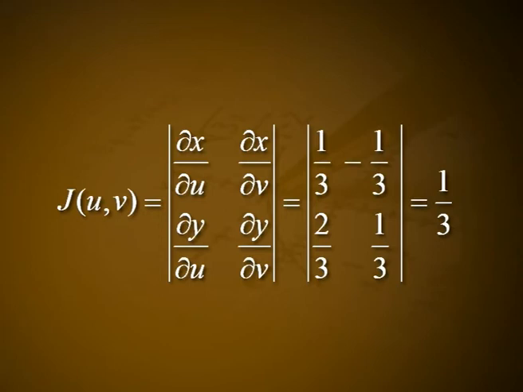Hence, J(u,v) is equal to the determinant of ∂x/∂u, ∂x/∂v, ∂y/∂u, ∂y/∂v, which is equal to the determinant 1/3, minus 1/3, 2/3, 1/3, that is equal to 1/3.